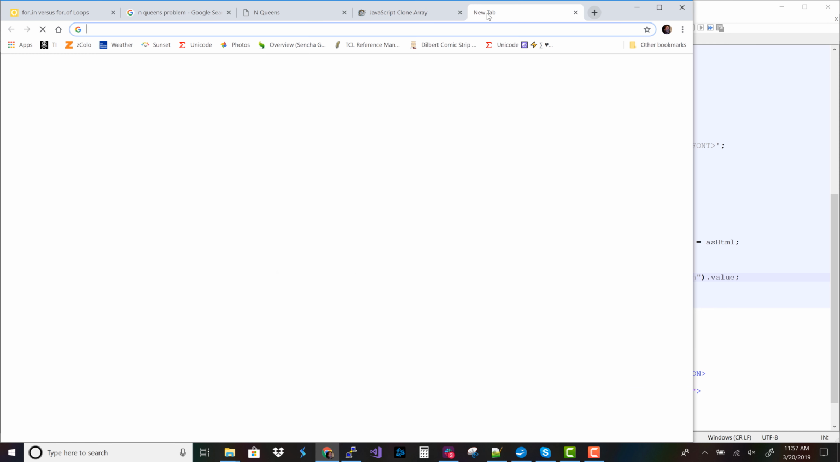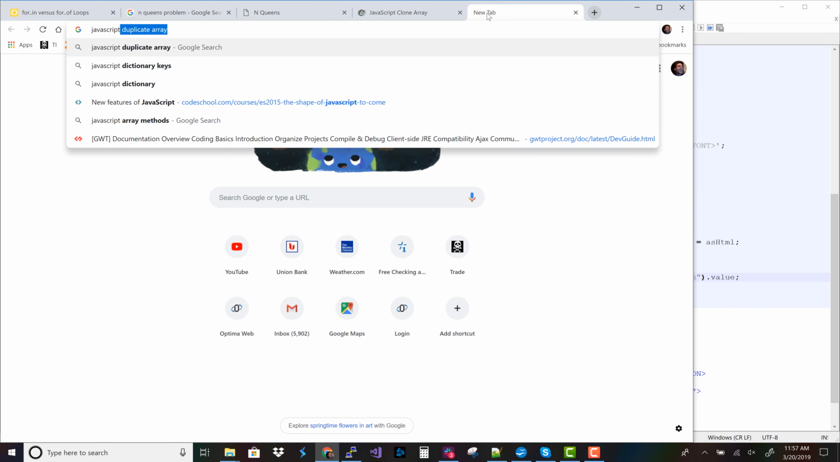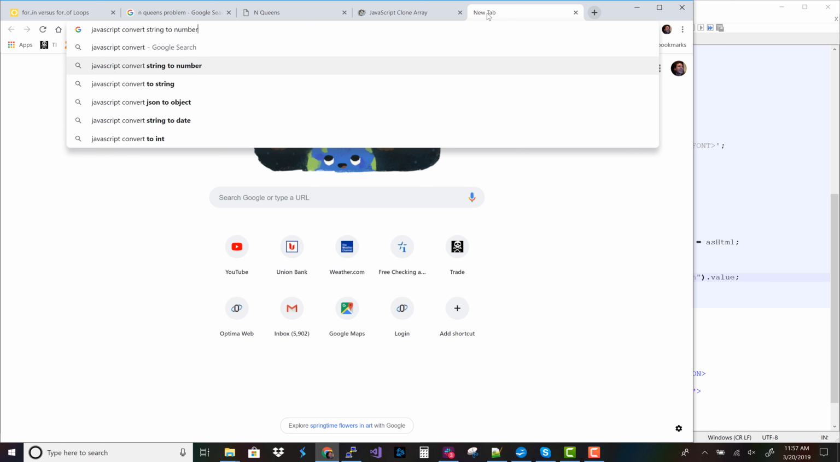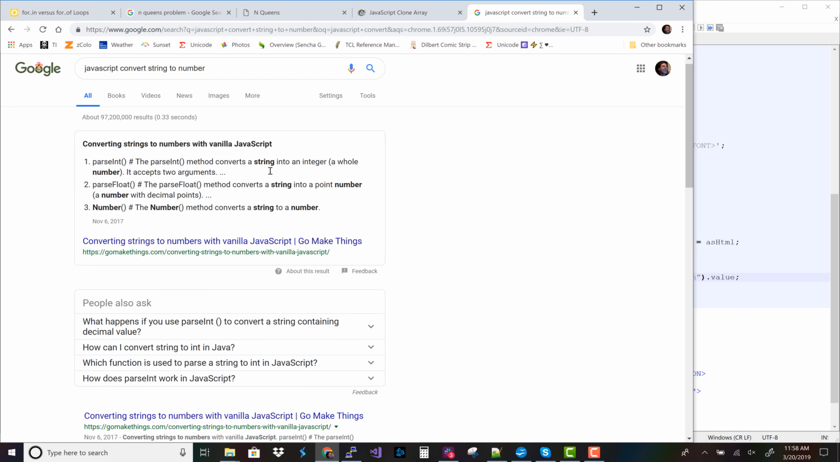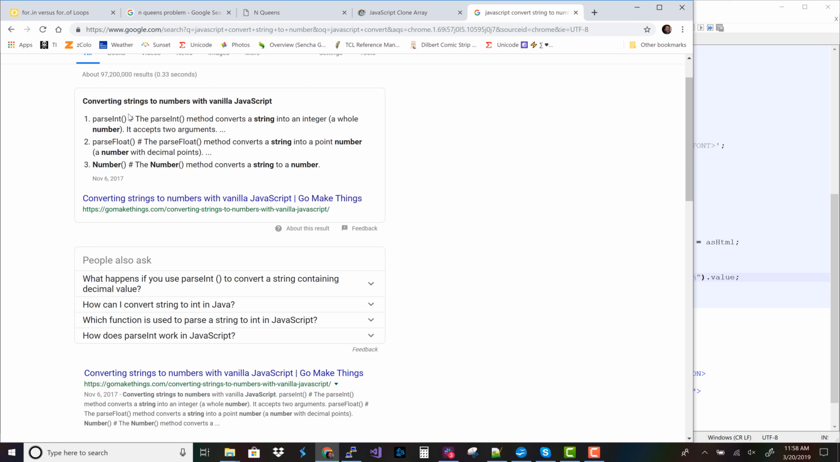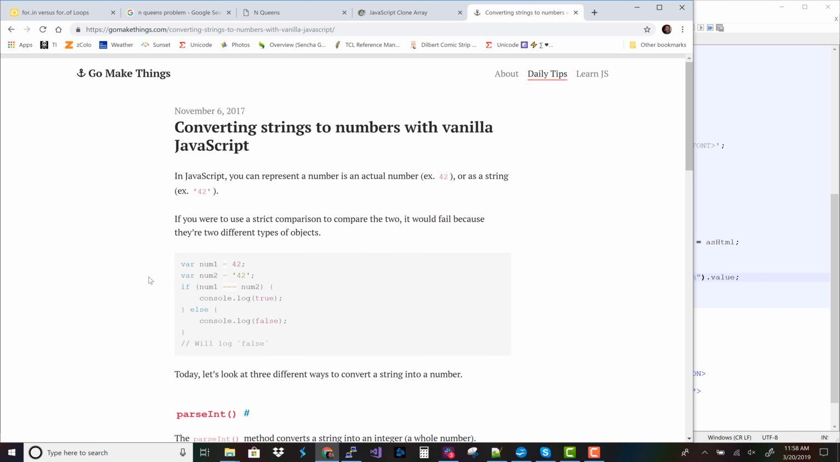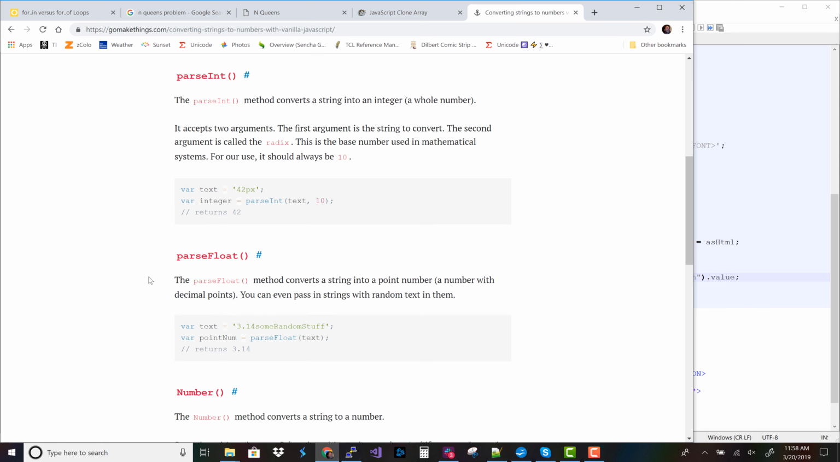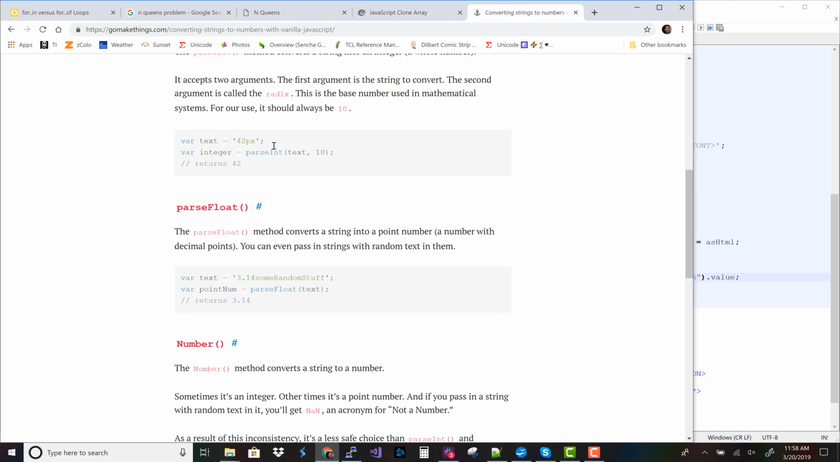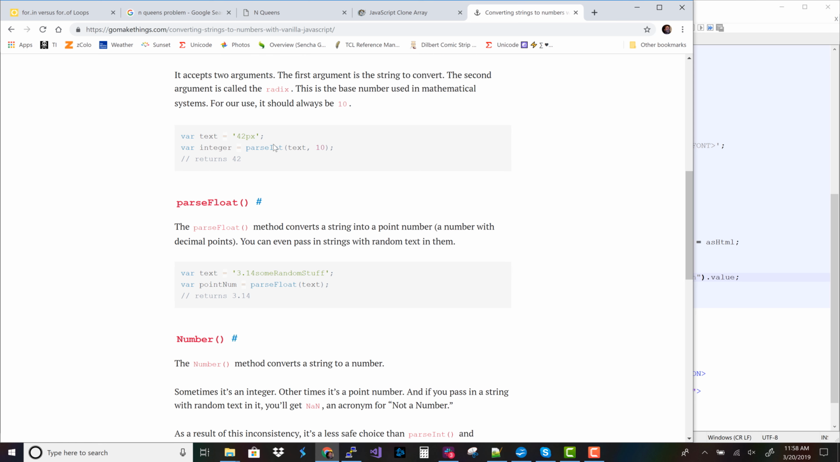All right. JavaScript. Convert string to number. That's the best part of Google. You never feel alone. You know that other people are having the same problems as you. Well, parseInt sounds very promising. Okay. Let's try it. parseInt.